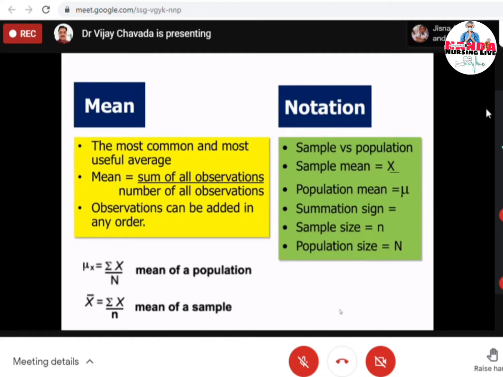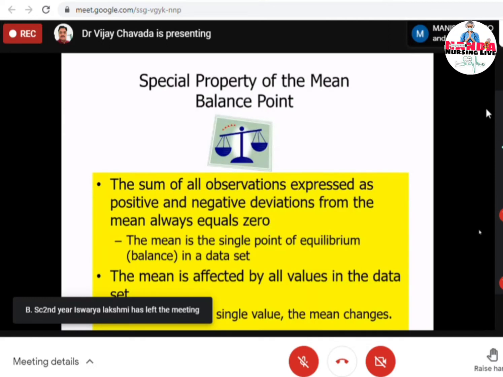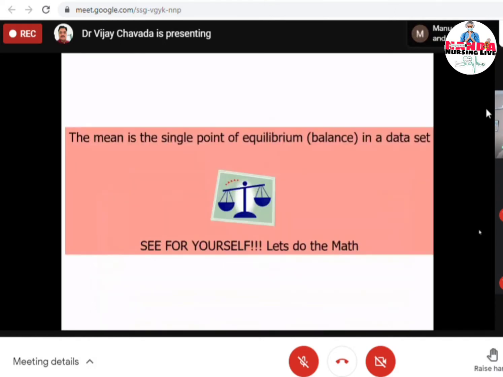Mean: to calculate the mean, we sum up all the observations and divide by the number of observations. The notation is x bar. The population notation is mu. Now there are properties of the mean. The sum of all observations as positive and negative deviations from the mean always equals 0, and the mean is affected by all values in the data set. So if you increase a value or have a higher value, it is going to affect the mean.